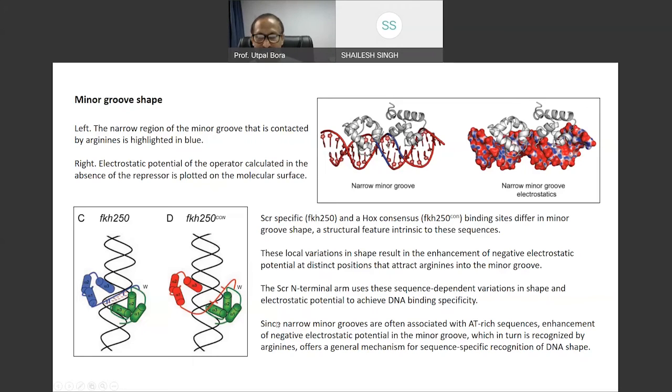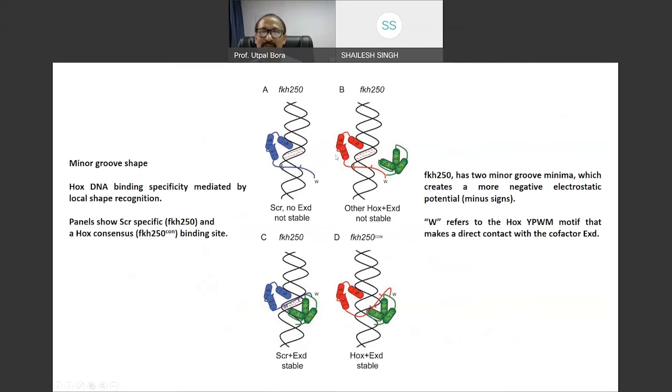binding specificity. Since the narrow minor grooves are often associated with AT-rich sequences, enhancement of negative electrostatic potential in the minor groove, which in turn is recognized by arginines, offers a general mechanism for sequence-specific recognition of the DNA chain. Okay. Now let us go to the next slide.